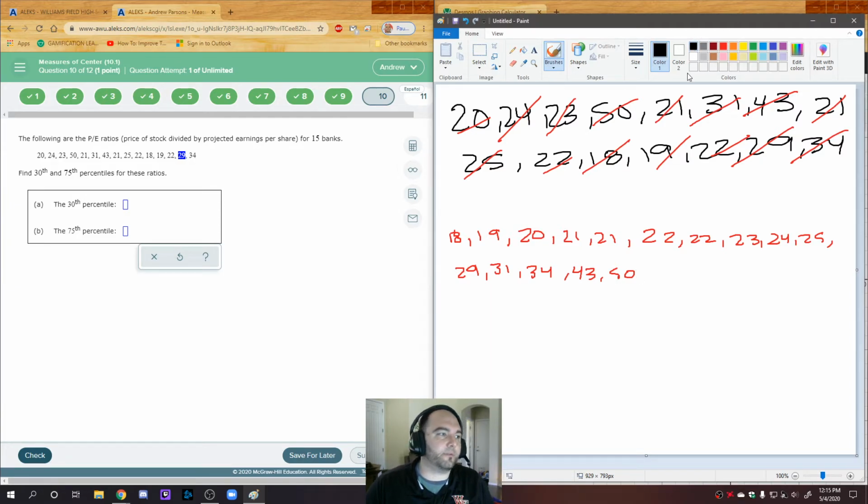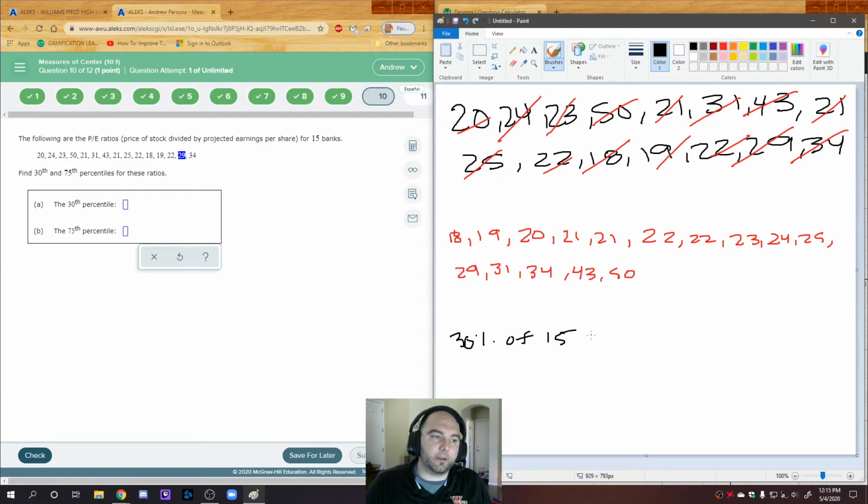completely separate from those numbers, the 30th percentile means this. 30%. You need to find 30%. Wait, the 30th percentile. Oh, yeah, that means, okay, so it's this. So you find 30% of 15, basically. Why am I finding 30% of 15? Because there were 15 items on the list, and we need to know which item is 30% down the list.